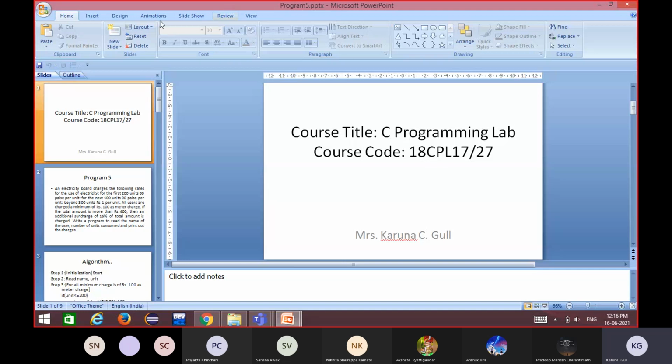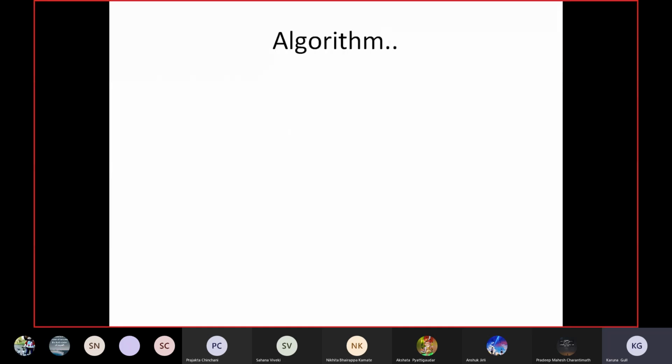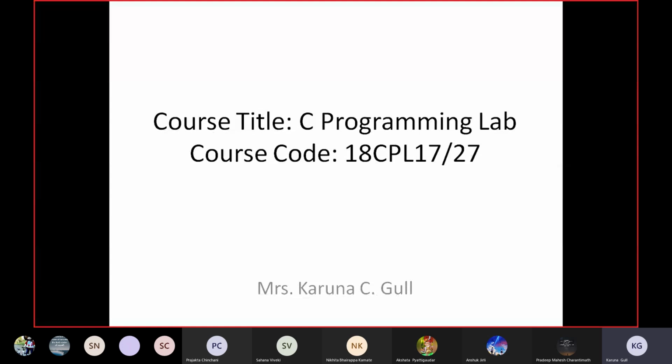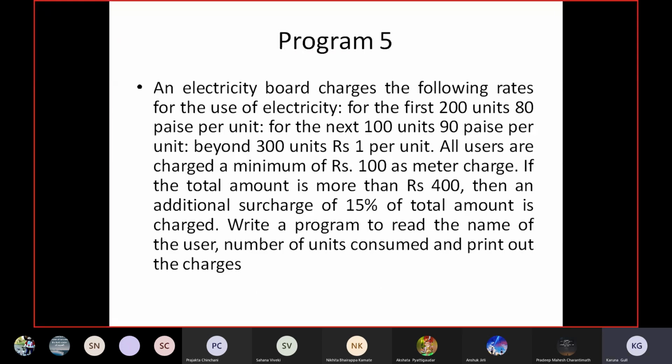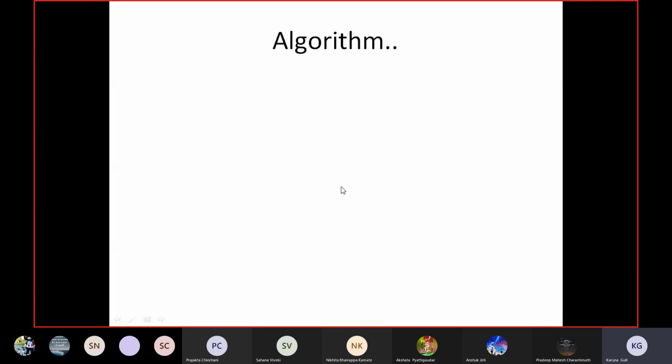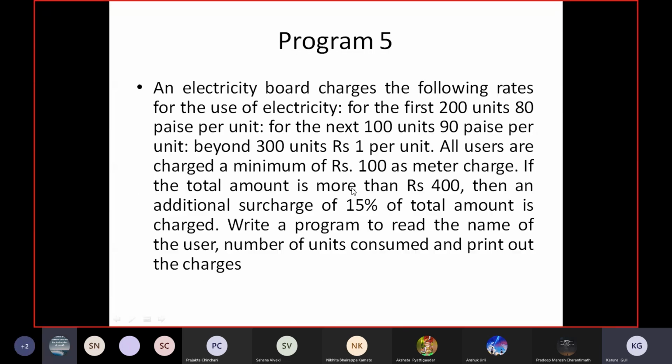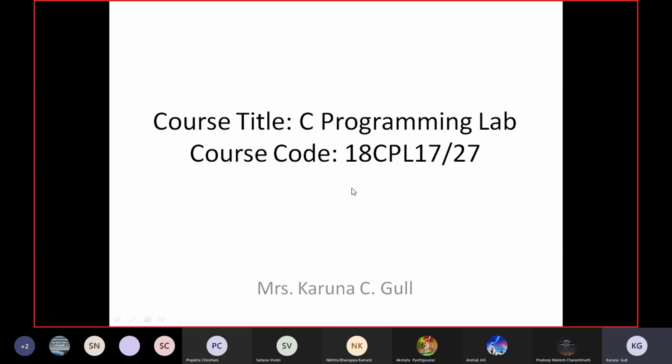Can you see the slide movement? Hello? Hello? Hello? Yes, hello, ma'am. Can you see the slide movements? Yes, ma'am. Okay.